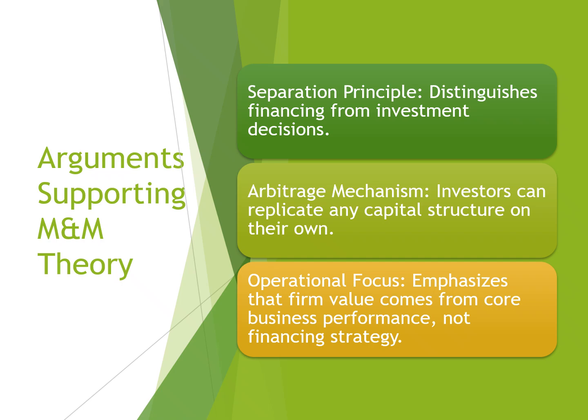There are several strong arguments that support the M&M framework. First, the separation principle. It allows companies to separate investment decisions from financing decisions. Second, the arbitrage mechanism. Investors can use personal borrowing or lending to recreate any corporate leverage, which keeps firm value consistent. And third, it keeps the focus on operational performance rather than financial engineering. In essence, what truly drives firm value is how efficiently a company runs its business, not how it finances it.